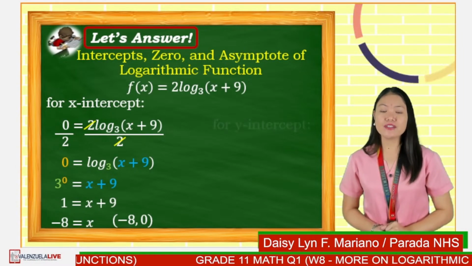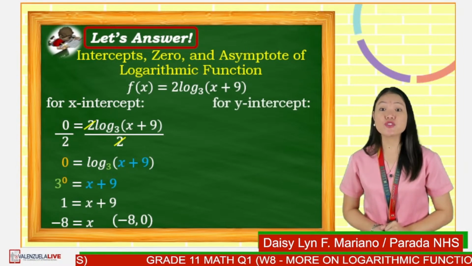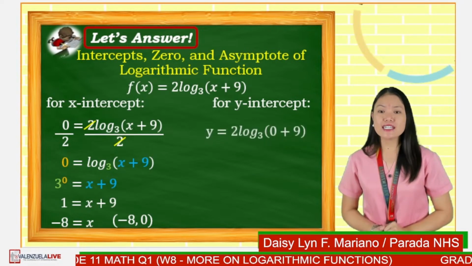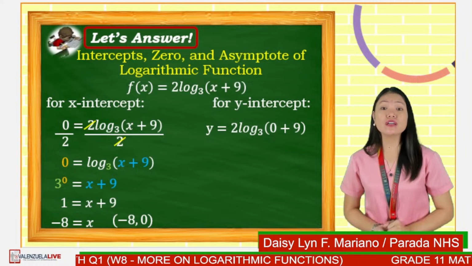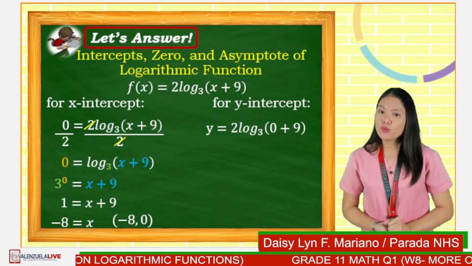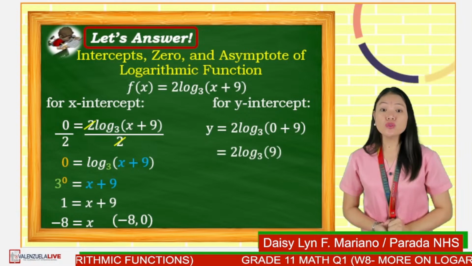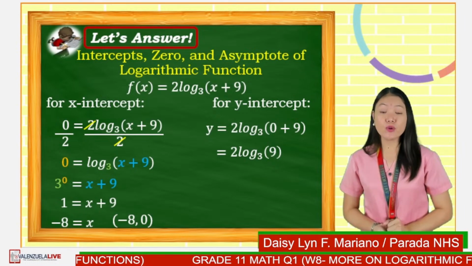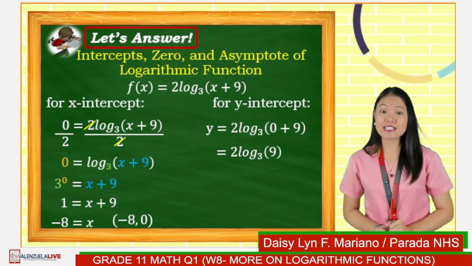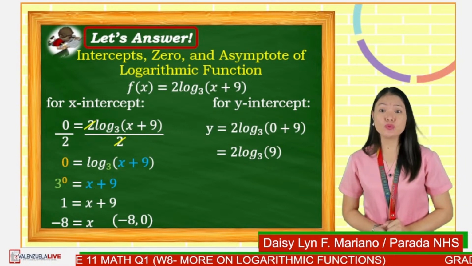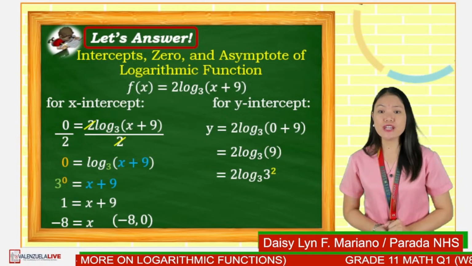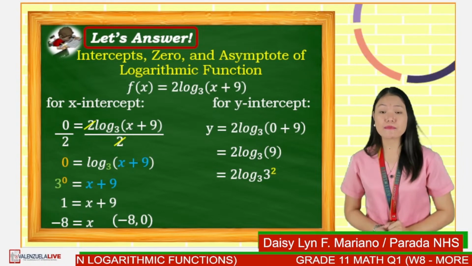Solving for y-intercept, we set x to 0 and solve for y. That is, y is equal to 2 times the logarithm of the quantity 0 plus 9 with base 3, which is equivalent to 2 times the logarithm of 9 with base 3. But 9 here is the same as 3 raised to 2. So, we have 2 times the logarithm of 3 raised to 2 with base 3.